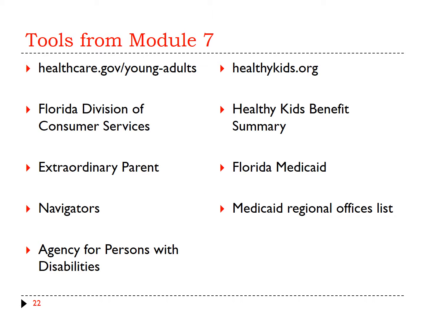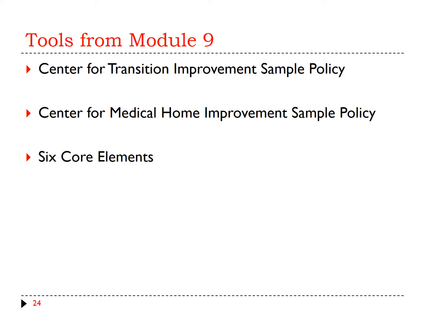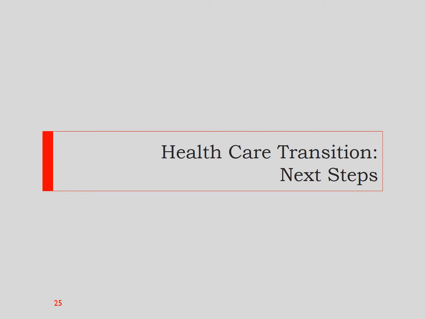Tools for maintaining insurance during transition include the Florida Hats Insurance Guide for Patients, resources on the Affordable Care Act, from Medicaid, and for private insurance. Resources for working with adult medicine focus on 2 tasks: building your referral network of adult-oriented providers, and educating your colleagues about transitioning young adults. To improve the care transfer, use sample transition policies with your practice, the shared management model, and resources from the 6 core elements. The following slides describe statewide efforts to improve transition care.